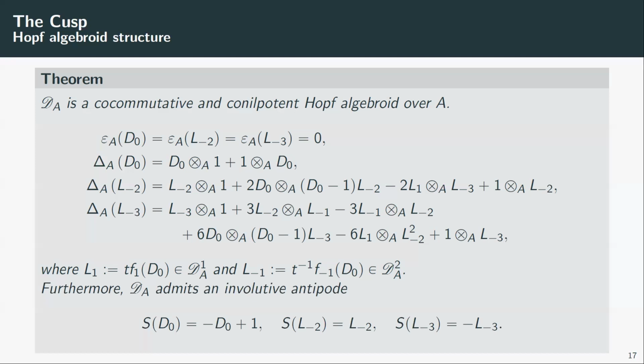the comultiplication would land in the sum of the terms delta-bar I tensor delta-bar J, where I plus J is equal to N. However, as I said before, we needed to include operators of higher order in the tensor before we were able to write it down, and that's why the conilpotent filtration is not a coalgebra filtration here. Okay.